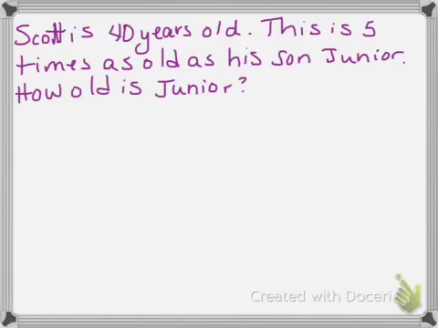Finally, we're going to look at a problem that requires the students to fill it in, but work a little backwards on it. So this problem says Scott is 40 years old. This is 5 times as old as his son Junior. Junior is how old? So we're going to still use a bar model that includes our names of Scott and Junior. This time we know how old Scott is.